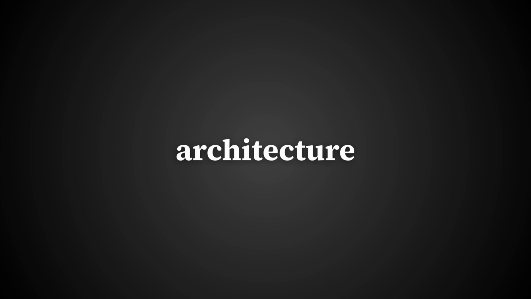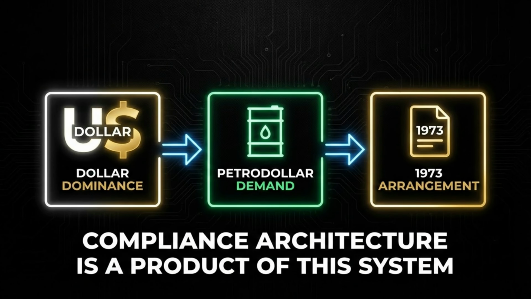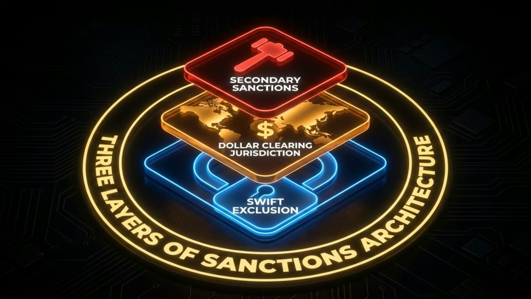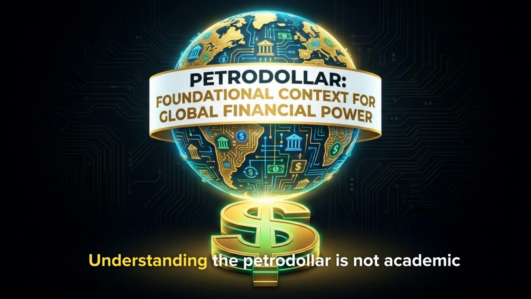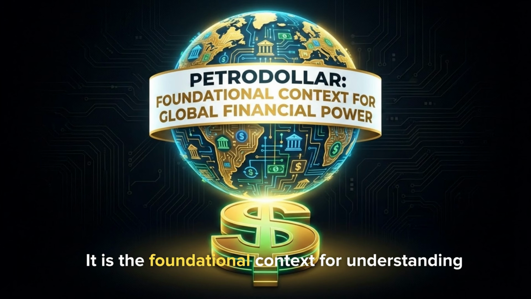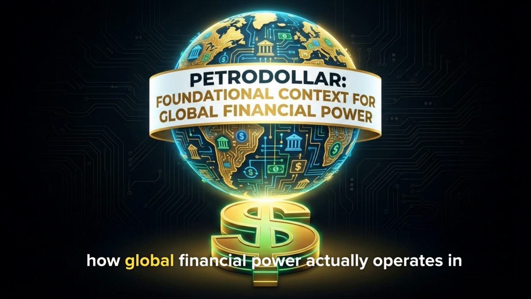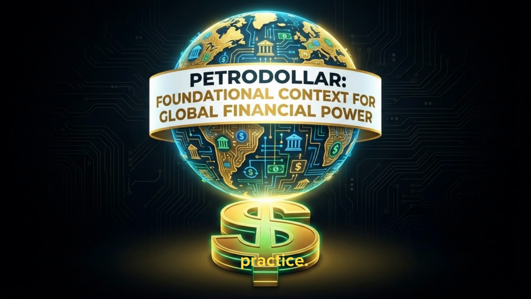And this compliance architecture exists because of dollar dominance, which exists because of petrodollar demand, which exists because of the 1973 arrangement. So, the three layers of the sanctions architecture, SWIFT exclusion, dollar clearing jurisdiction, and secondary sanctions, are all products of the same underlying system we have been analyzing throughout this video. Understanding the petrodollar is not academic background knowledge. It is the foundational context for understanding how global financial power actually operates in practice.